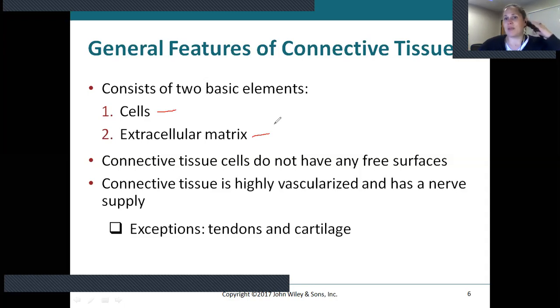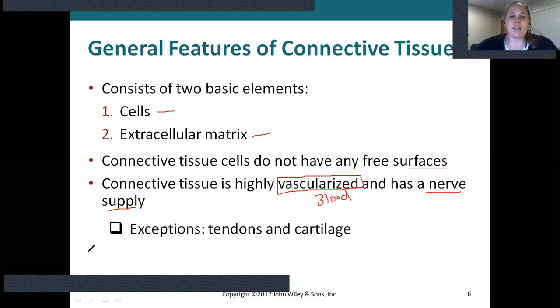The connective tissues do not have any free surfaces, and it's highly vascularized. So I just mentioned that vascularization means essentially that there is blood going to those regions, that there's blood being pumped in, and you can see that in the following image when we look at some cross-section of connective tissue, and has nerve supply. So you're getting blood and you're getting nerve supply to connective tissue. And these are both important, again, for providing nutrients, but then also communicating with the central nervous system.